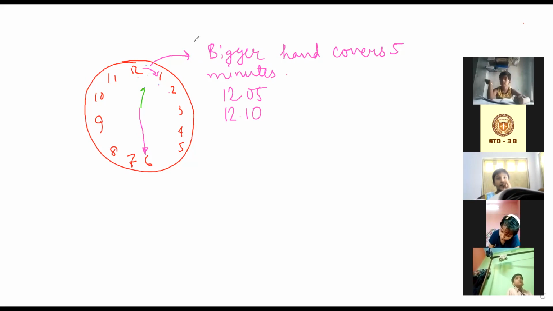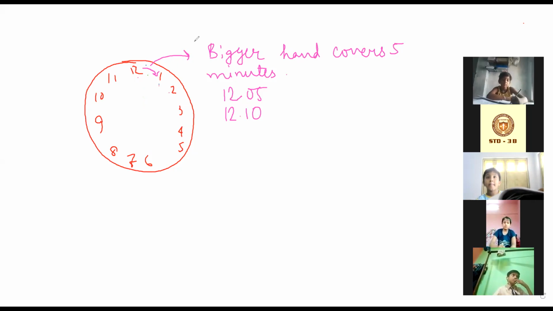So here, when the bigger hand is at 12 and the smaller hand is perfectly on any number, that means that is the perfect time. Suppose your class is starting at 11. So how is the clock looking at that time? The smaller hand is on 11 and the bigger hand is on 12. Every day you will see this scenario, right? Right or wrong? Right? So here we can say that the time is 11.